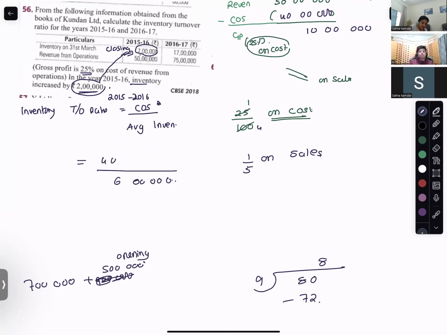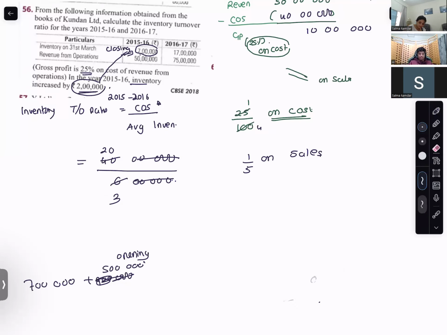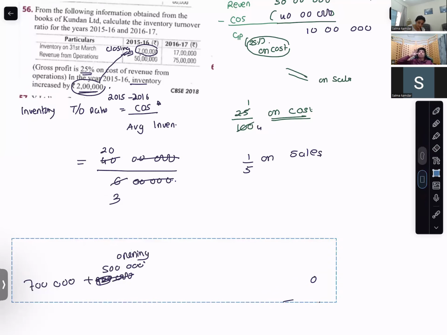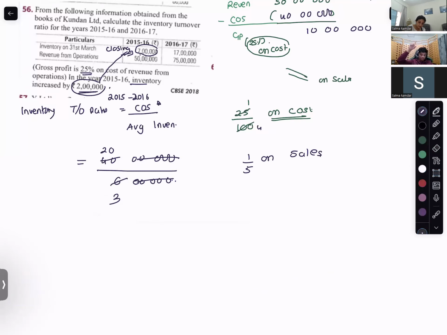So this is 6 lakh over 40 lakh. 2 threes are 6, 2 20s are 40. Now 20 divided by 3, it becomes how much? 20 divided by 3. 3 ones are 3, 3 sixes are 18. So it is 6.66666, which is approximately 6.67 times.